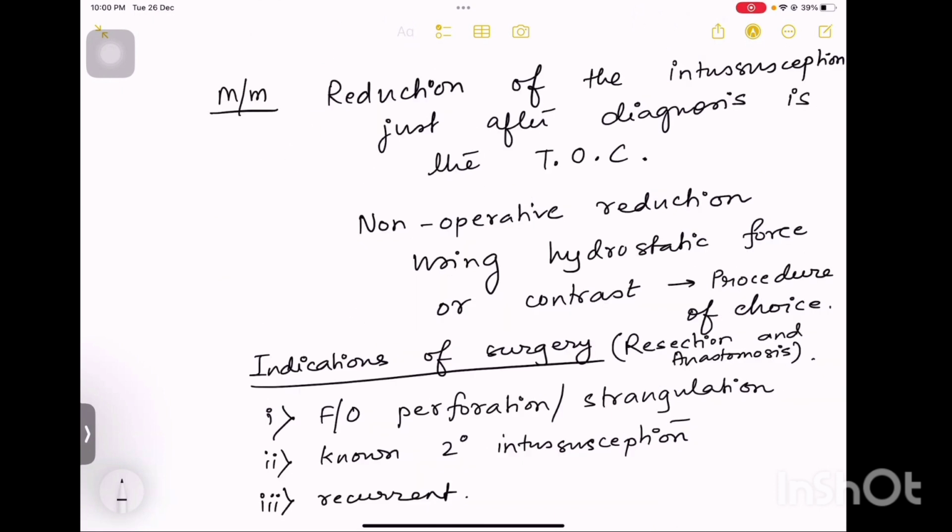Now, how will you manage a case of intussusception? Intussusception is an emergency, so resuscitation has to be initiated early. And the reduction of intussusception just after diagnosis is the treatment of choice. Next, you can do the non-operative reduction using hydrostatic force or contrast, and this is the procedure of choice. Surgery is also available in which you do resection and anastomosis.